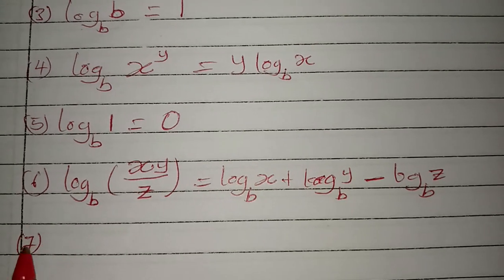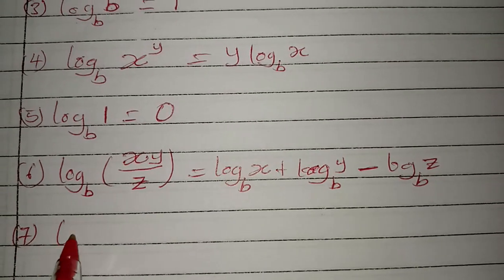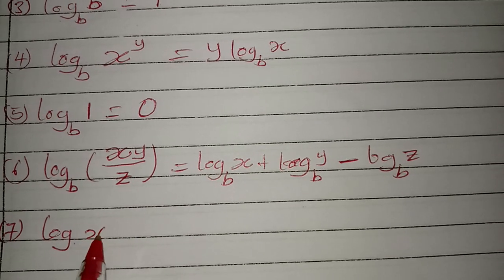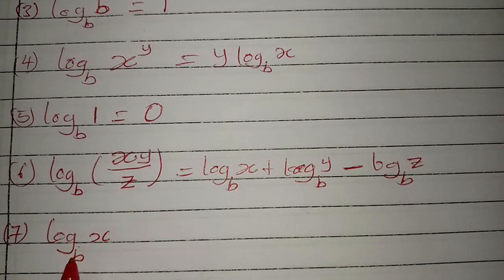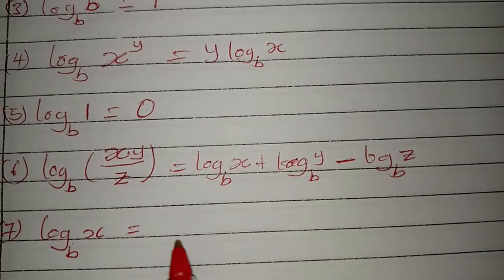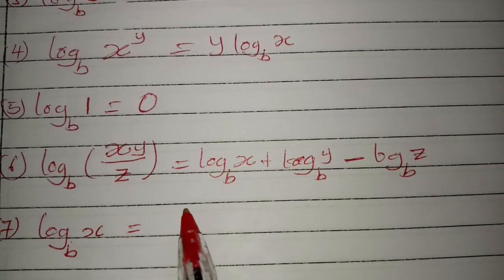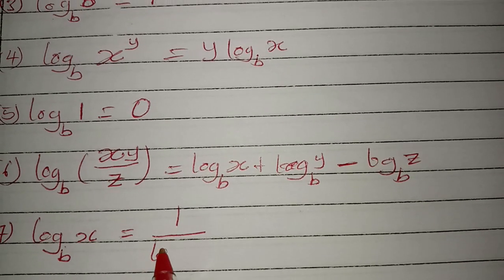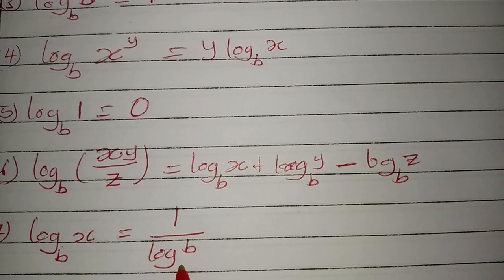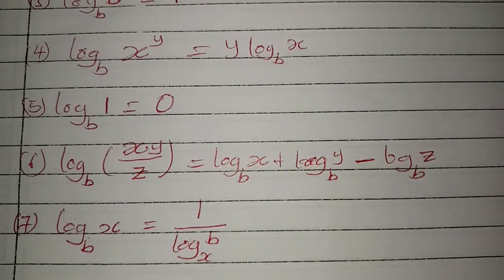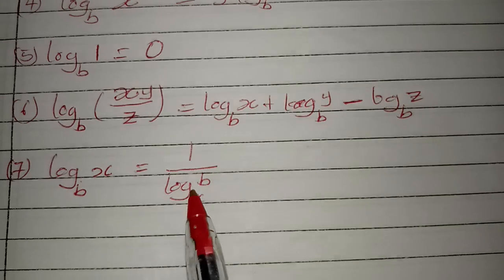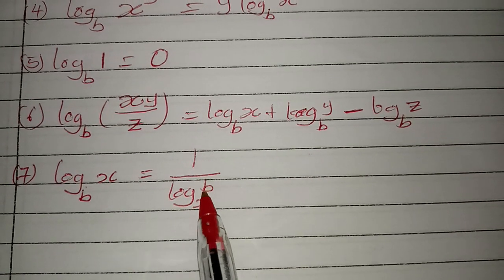So the seventh one, if you have log x to the base b is equal to 1 over log b to the base x. So this is what? Change of base. Yes, this is what we call the change of what?